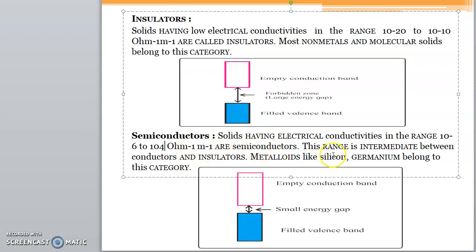So these are semiconductors. This range, my dear students, is intermediate. It is between conductors and insulators. So they are neither proper conductors nor insulators. So metalloids like silicon, germanium belong to this category.